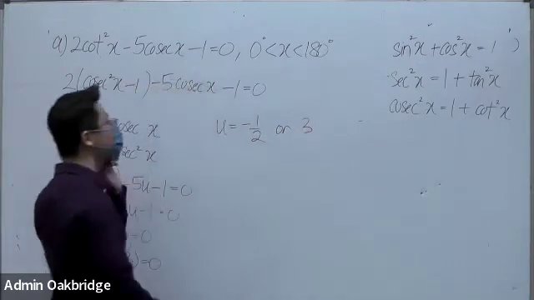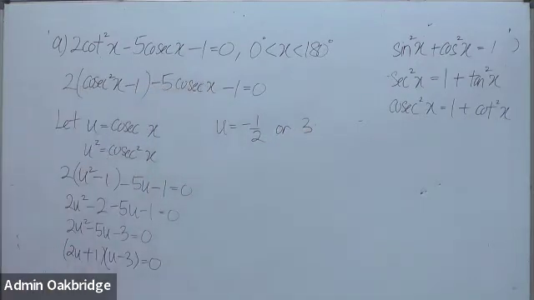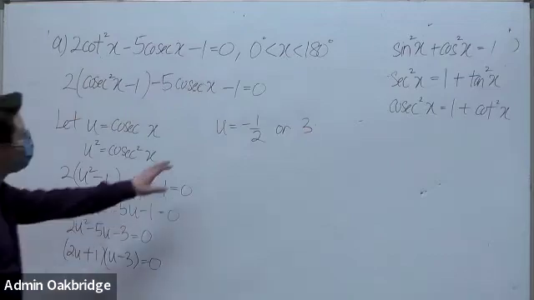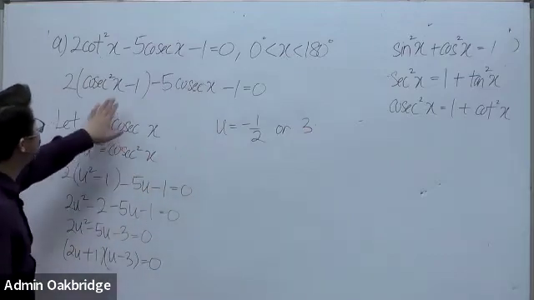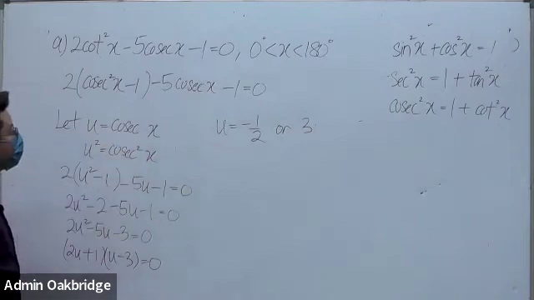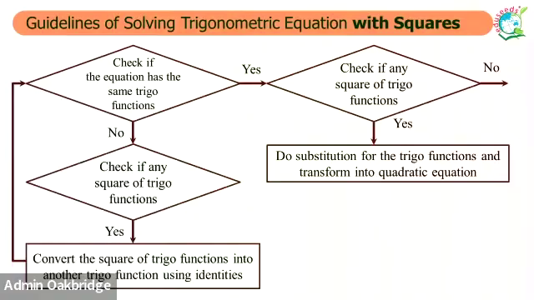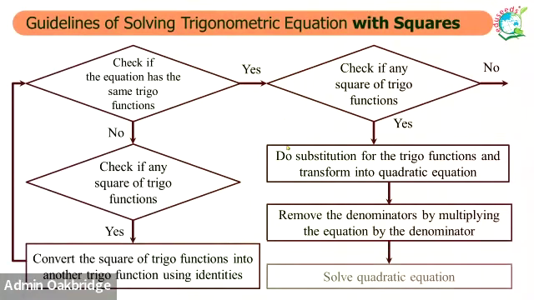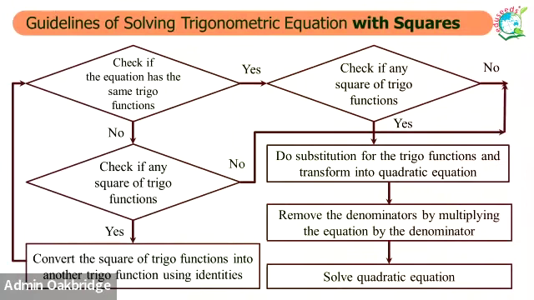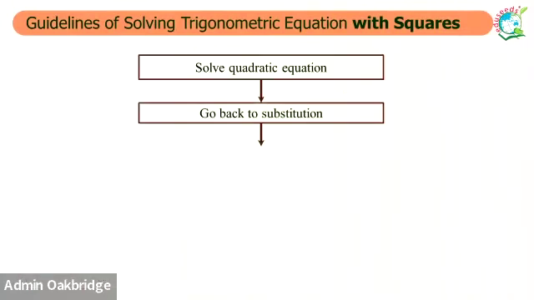Now do remember that we are not looking for the u only. We are looking for x. To solve this equation, you want to solve for x. So you go back to the substitution. That's why in my flow chart, after you solve the quadratic equation, go back to the substitution.